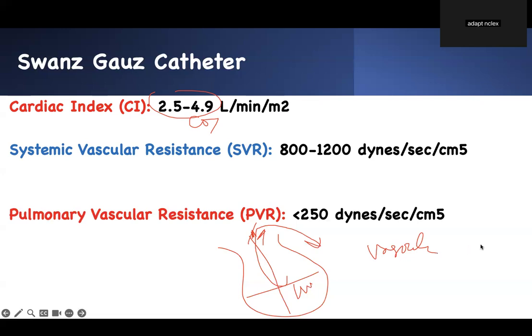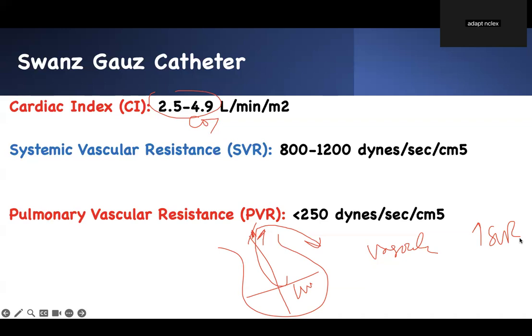And why would the SVR go up? Either there's too much vasoconstriction or the patient is under-resuscitated. You have hypovolemia, you have to clamp down to increase your pressure. If you have vasodilation, the SVR decreases. Or if you have sepsis, your SVR decreases because you have too much vasodilation. Those are the situations that will happen.